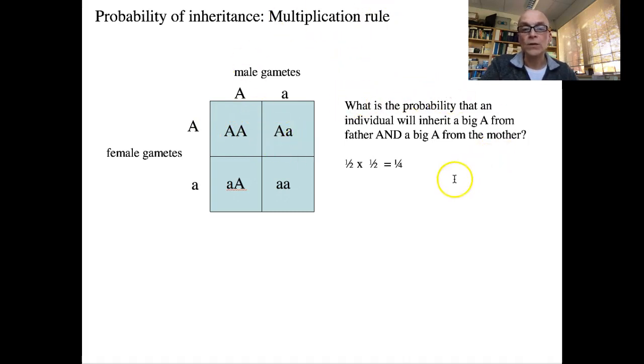So you would then multiply the 50% chance here, so 1/2 here, times the 50% chance here. 1/2 times 1/2 is 1/4, 0.25. So you could say that the probability of inheriting big A, that combination and only that combination, is 1 in 4. And you can use the Punnett square to just check that, and you will see that 1, 2, 3, 4, there's only 1 out of 4 where that in fact happens.